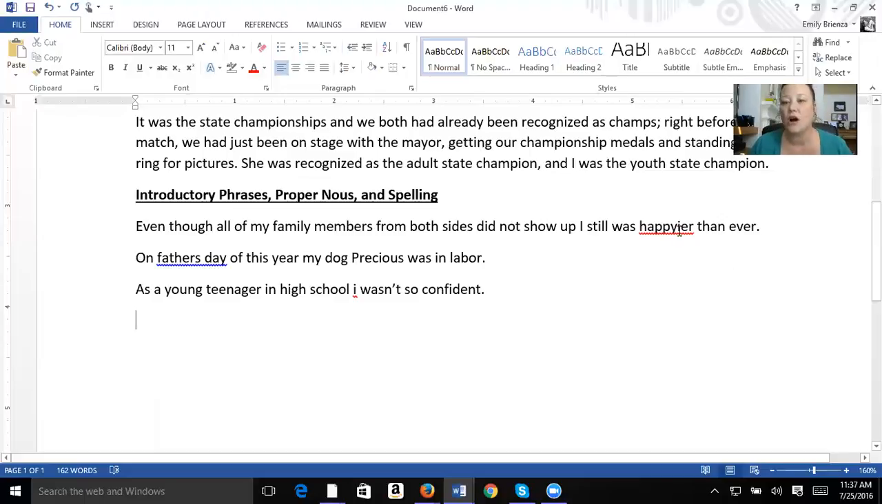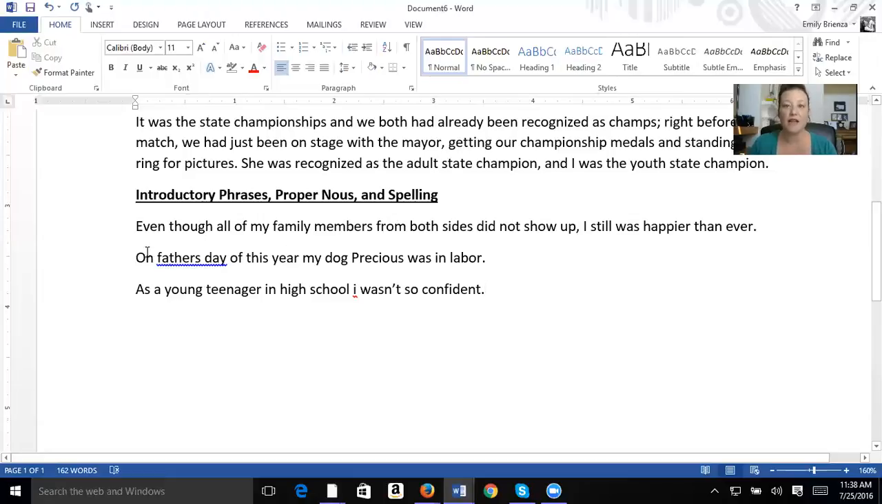Okay, so obviously here, we just need to take out the Y and we have the right word, but let's look at the sentence in total. Even though all of my family members from both sides did not show up, I still was happier than ever. Again, it's a bit of a run-on because we started with an introductory phrase. We have something that introduces the main point. So, even though all of my family members from both sides did not show up, comma, I was still happier than ever.